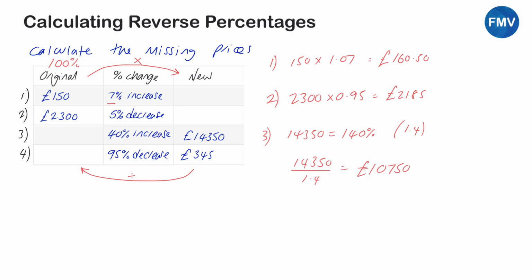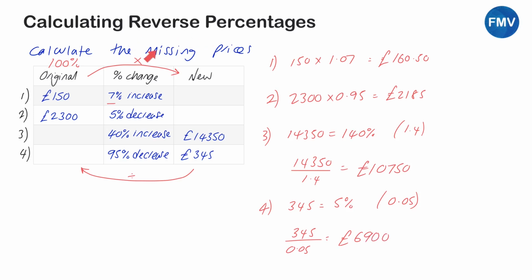Last question. Again, we are going backwards here, so it's division. We can see that straight away. It's a 95% decrease. So what is this worth? That's the key question. So £345 is worth 100 minus 95, which is 5%. As a multiplier, that is 0.05. We already said it was division, so we've got 345 divided by 0.05, and that will give you £6,900 as the original amount.